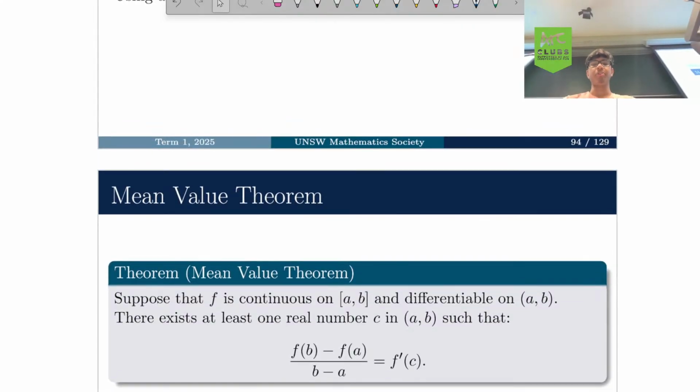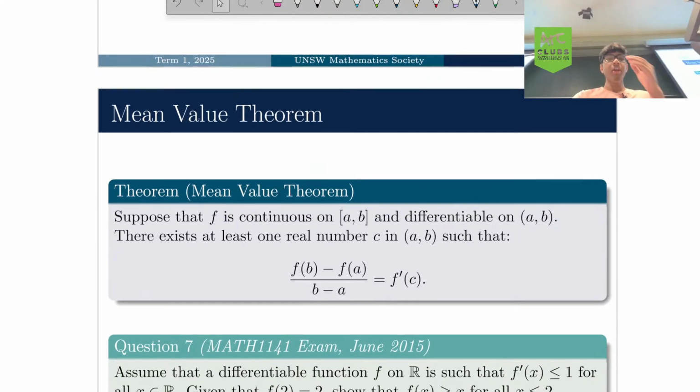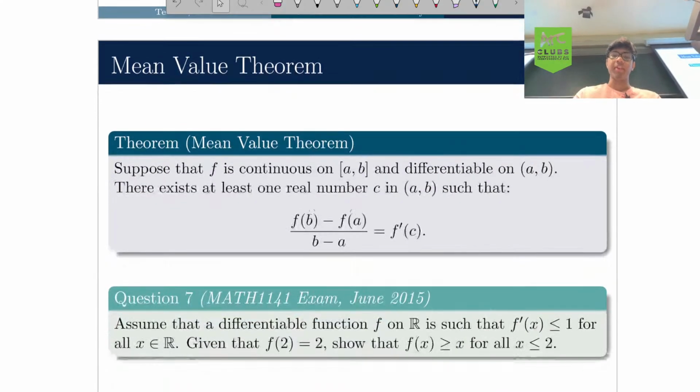Next, we are going to go on to the mean value theorem. The mean value theorem is a really important one as well. So what does my mean value theorem state? I'll just read it for now, and then I'll draw a diagram to explain it.